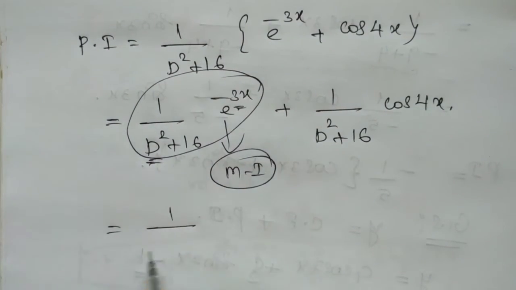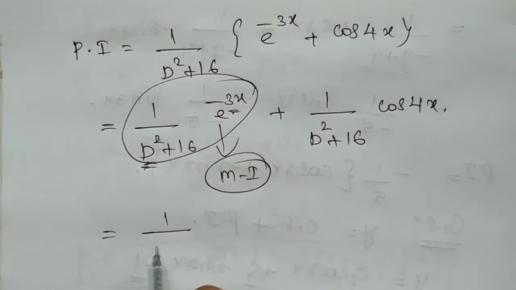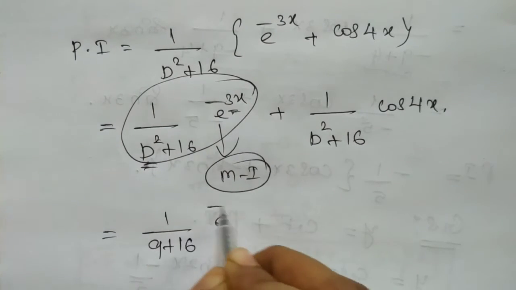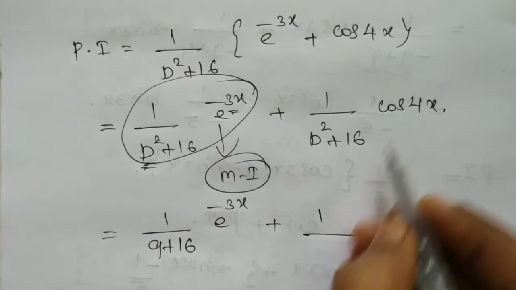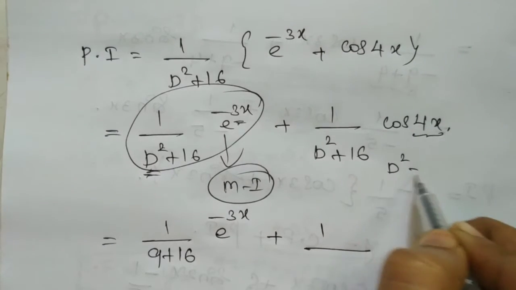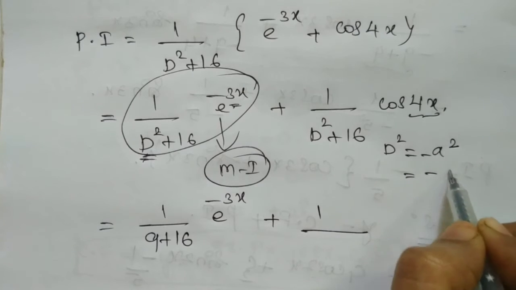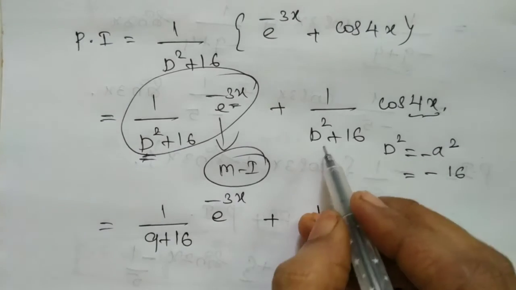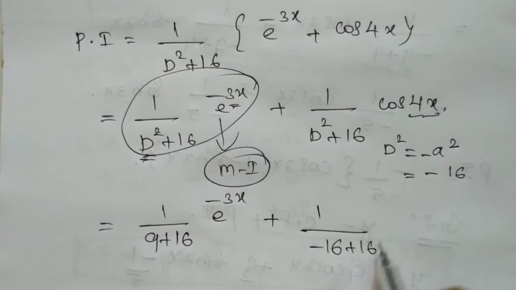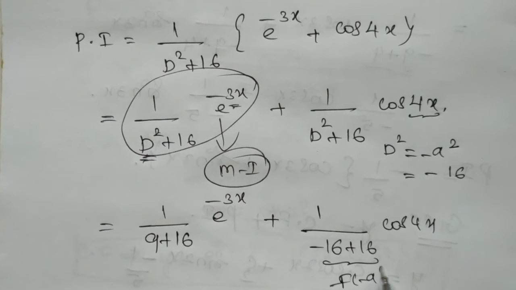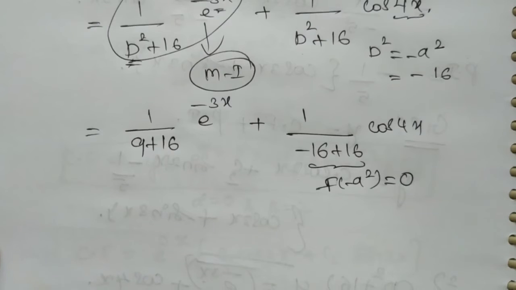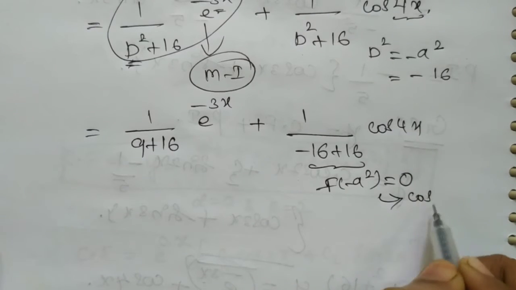So therefore 1 by (minus 3) whole square is 9 plus 16, e power minus 3x, plus here substituting D square equal to minus a square. So that is minus 4 square, 16. So minus 16 plus 16, cos 4x. So this is here f of minus a square equal to 0. So this belongs to case 2.